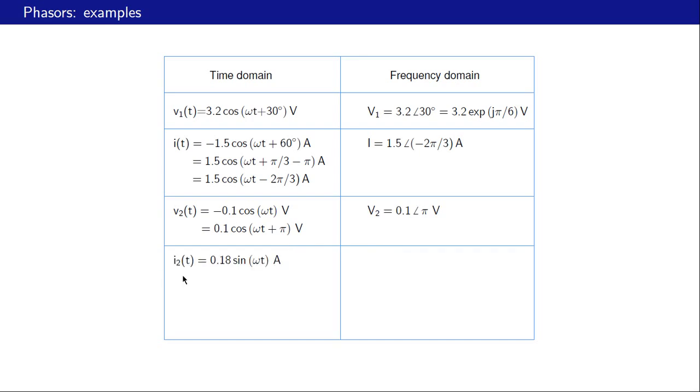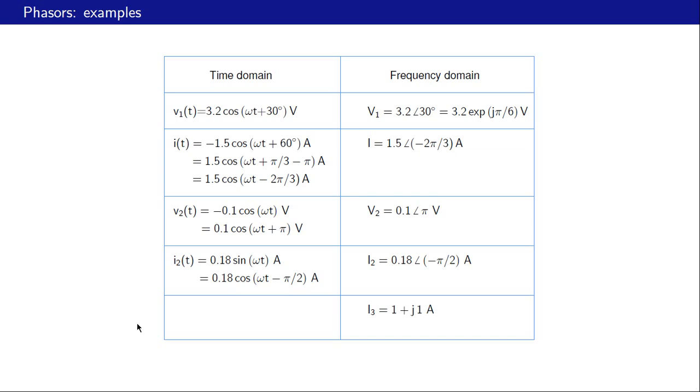Next we have I2 of t equal to 0.18 sine omega t. Now we require cos over here, not sine, so therefore let us rewrite this expression as 0.18 cos(omega t minus pi by 2), and now we can write the corresponding phasor like that. I2 equal to 0.18, that is the magnitude, angle minus pi by 2, so that is the angle.